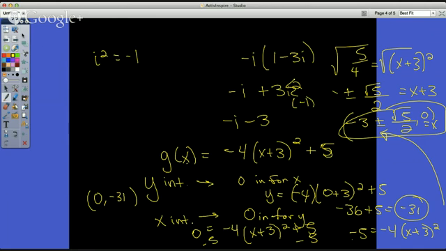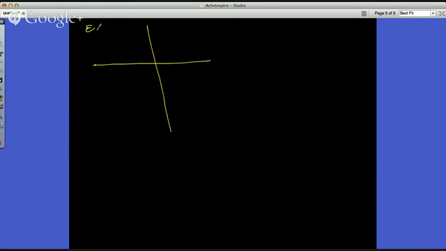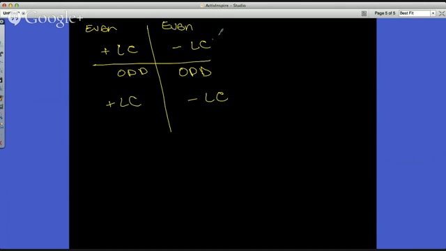Oh, number 10. End behavior. Anyone need end behavior there? I'll give you this right here. It's even and positive, negative as well. Let's go. Even degree, negative lead coefficient, and positive lead coefficient; odd and odd, negative lead coefficient and positive. So there's four different kinds.